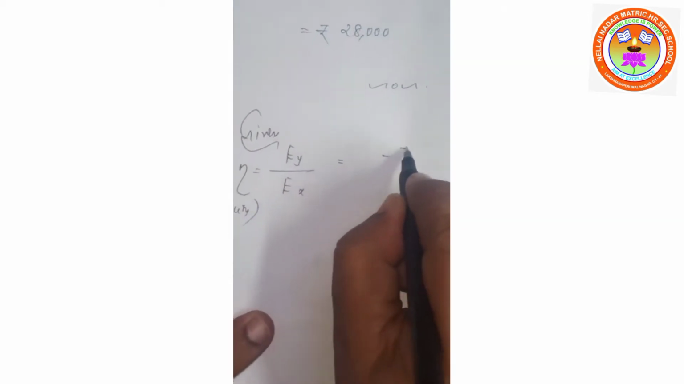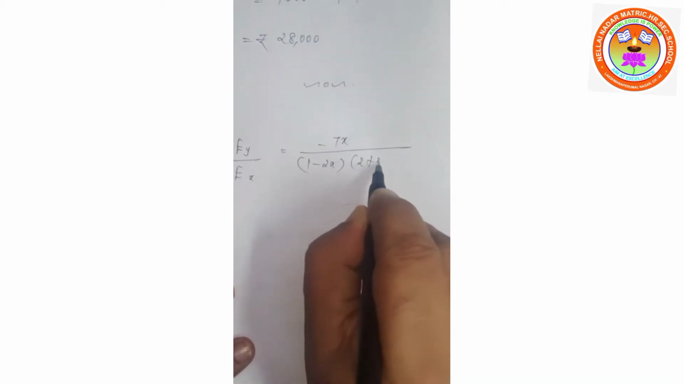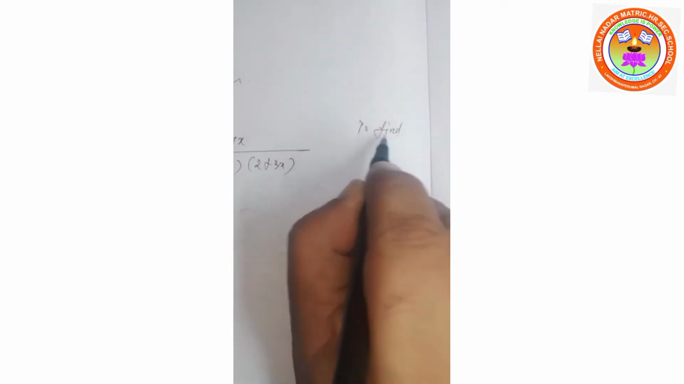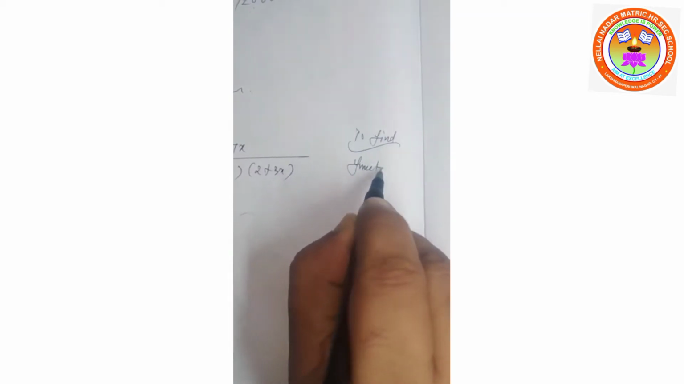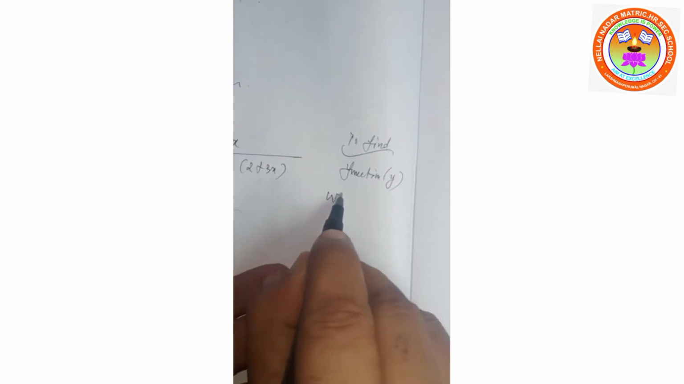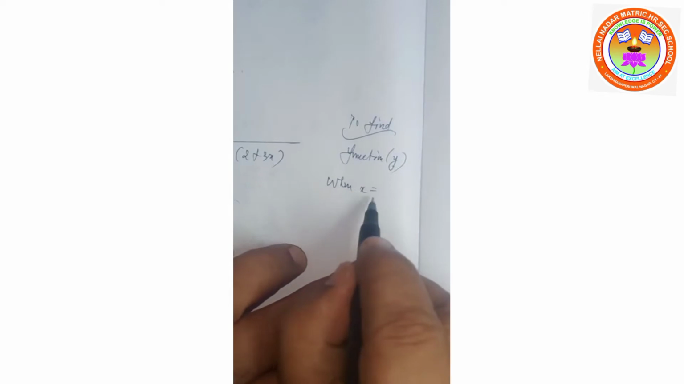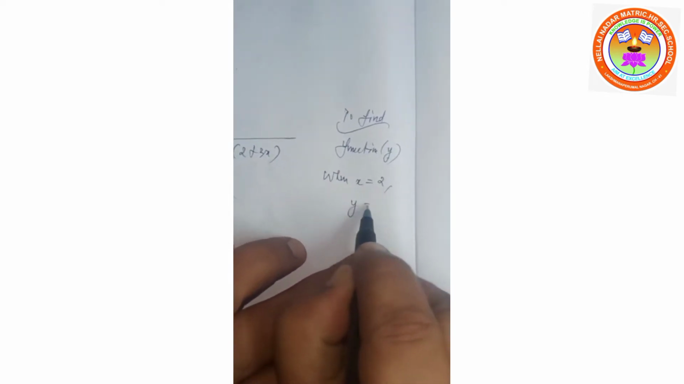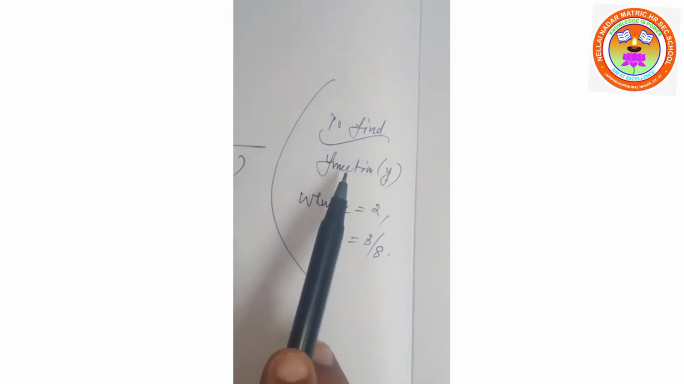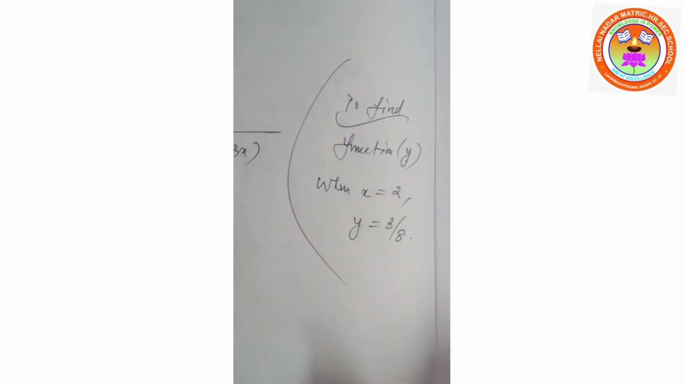That is equal to minus 7x whole divided by 1 minus 2x into 2 plus 3x. To find the function. The function refers y. Function is y. When x equals 2 and y that is equal to 3 by 8. Not the value. Remember, you are asked to find out the function, when x value is 2 and y value is 3 by 8. Okay.